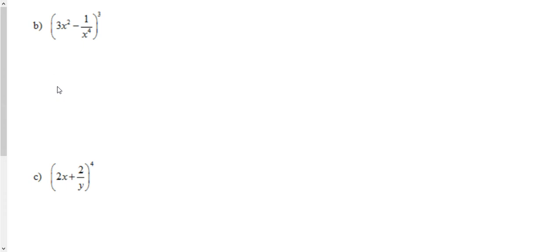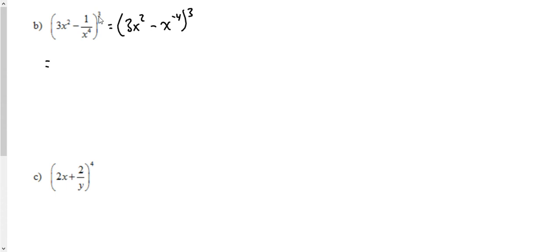So this next one here, we have 3x squared minus 1 over x exponent 4, all cubed. Well, first things first, what I want to do is rewrite this so that you don't have any fractions there. So I'm going to quickly do a rewrite here. This is the same thing as saying 3x squared minus x to the negative 4, all cubed. Okay. And right away, I'm just going to write down my terms.